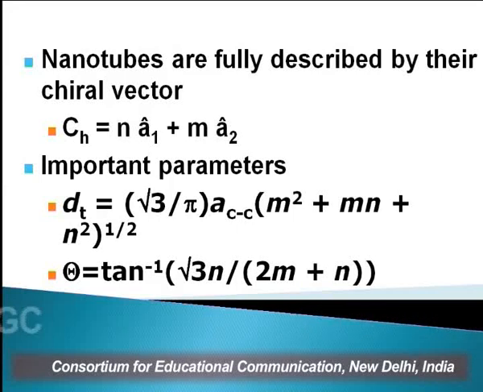n and m are integers counting the carbon atoms, and the important parameters are these: dt is equal to √3 divided by π, a(c-c), the carbon-carbon bond length, times (m² + mn + n²) to the power 1/2, and theta is defined by tan inverse of √3n divided by (2m + n). These are the parameters on the basis of the chiral vector by which the nanotube structure is defined. These are the important parameters to define the structure of the nanotubes.